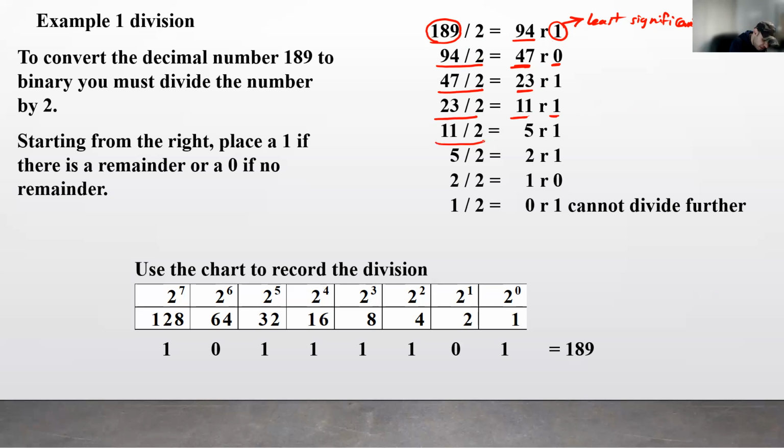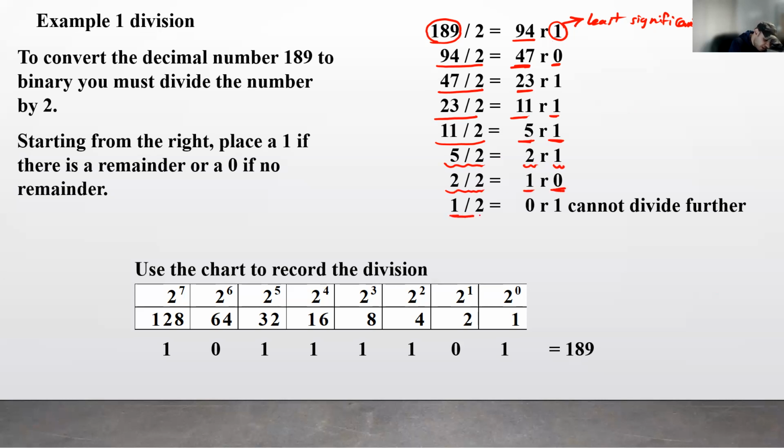Then 11 divided by 2 will give you 5. The remainder is 1. Again, 2 multiplied by 5 will give you 10, 1 away from 11. So the remainder is 1. 5 divided by 2 will give you 2, and the remainder is 1. 2 divided by 2 will give you 1, and the remainder is 0.